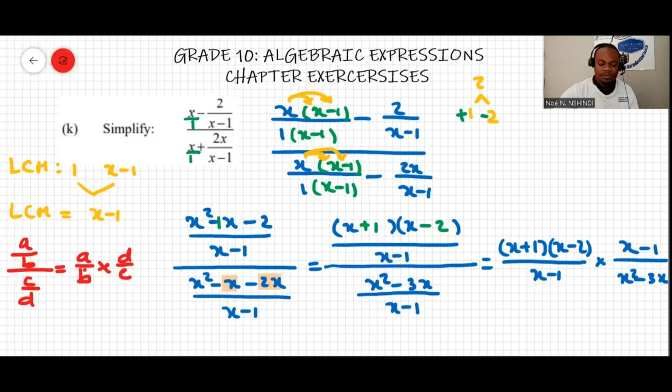So we can then simplify these two, because they're like terms, and then the solution will be just x plus 1, x minus 2 over x squared minus 3x. So that's the simplified form of the given fraction. Thank you.